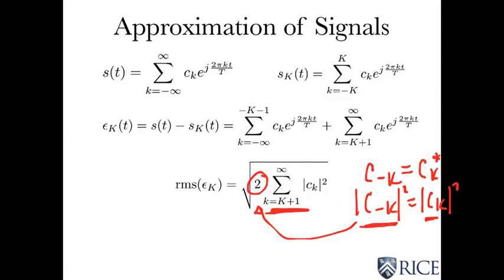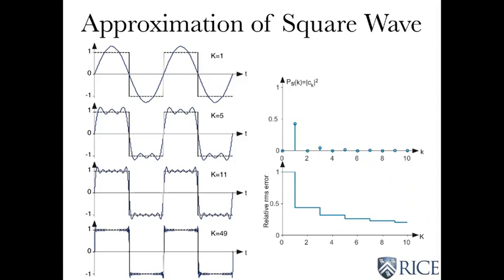Okay, so now we have an idea of how well the Fourier series with K terms approximates some signal. We can look at the RMS value of the error signal. Great example of using the frequency domain to calculate power.